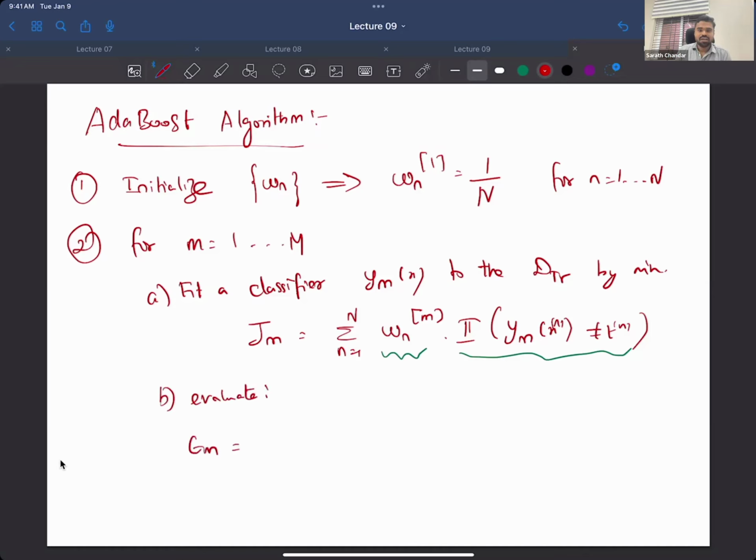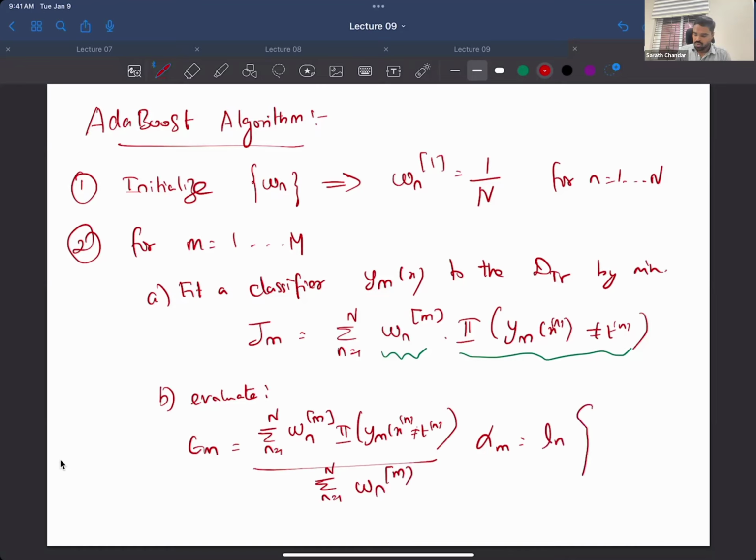So once I do this minimization process, then I'm going to evaluate two different things. I will tell you later how I came up with these two things. For now, let's just say I'm going to evaluate epsilon m, which is summation n equal to 1 to capital N of Wn of m times the indicator function ym of xn not equal to tn, divided by summation n equal to 1 to capital N of Wn of m. Similarly, alpha m is given by log of (1 minus epsilon m) by epsilon m.